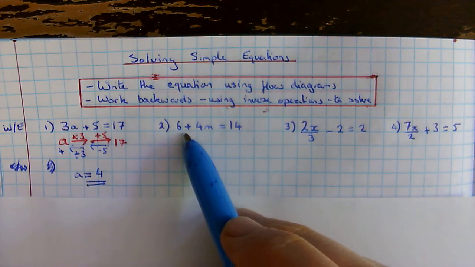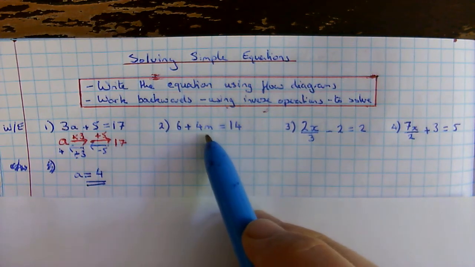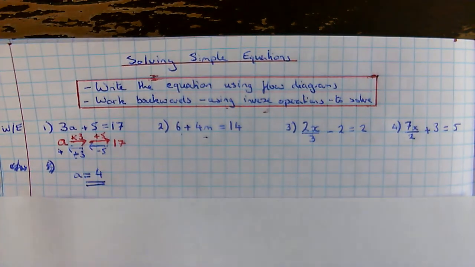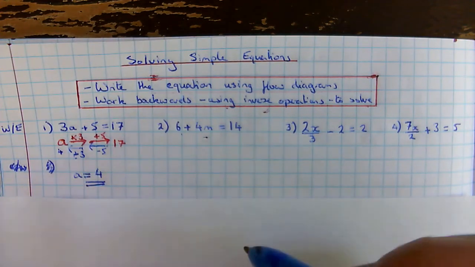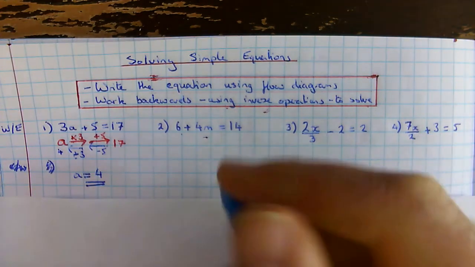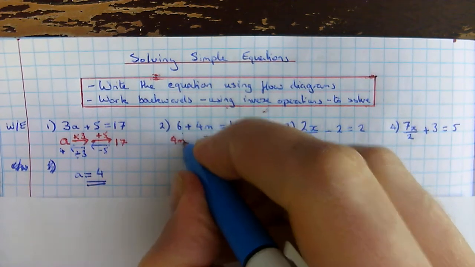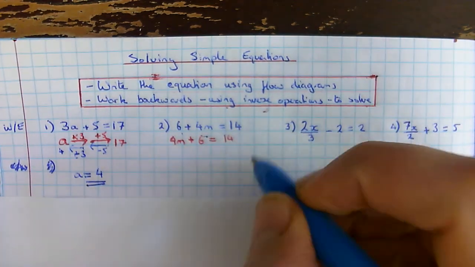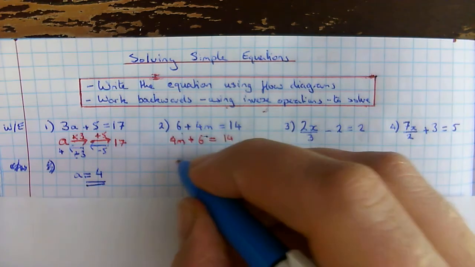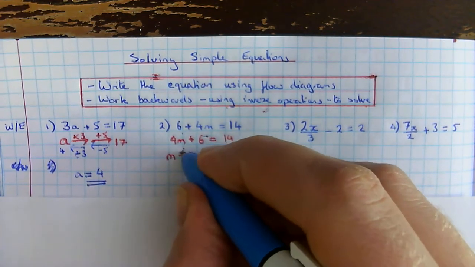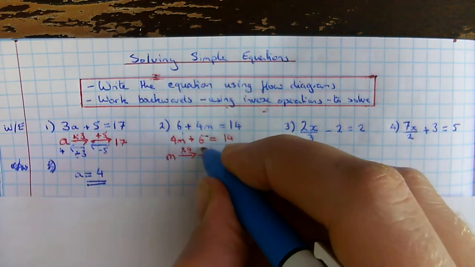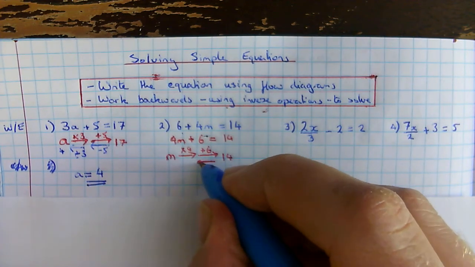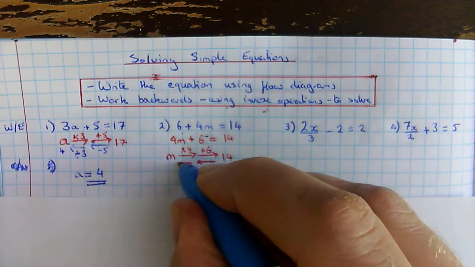Now, we need to be careful here because we just need to think about how we can rearrange that. 6 plus 4m equals 14. It doesn't matter which way round the 6 and the 4m go. So I'm going to just swap them round, and I'm going to rewrite it firstly as 4m plus 6 equals 14. Addition can happen in either order. So, again, I start with my m, I'm timesing it by 4, I'm adding 6, and that gives me 14. If I'm working backwards, I'm going to have to take away 6 and divide by 4.